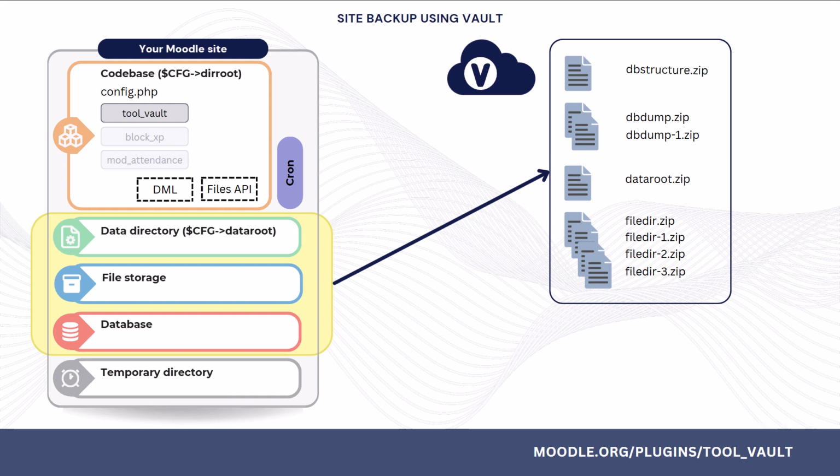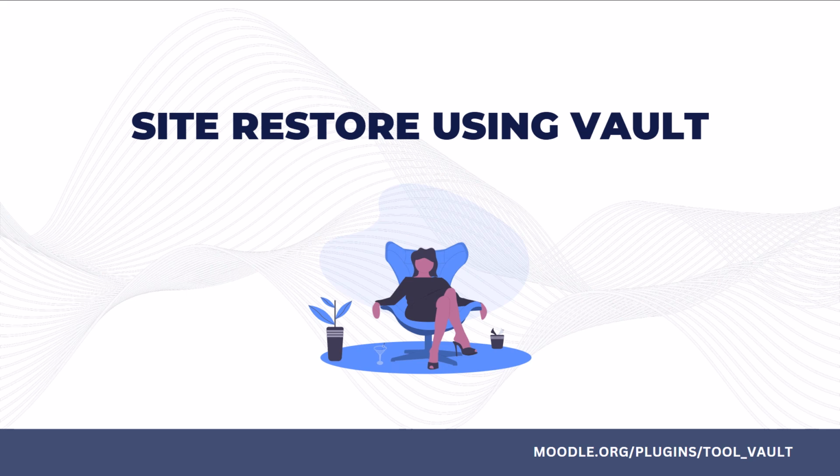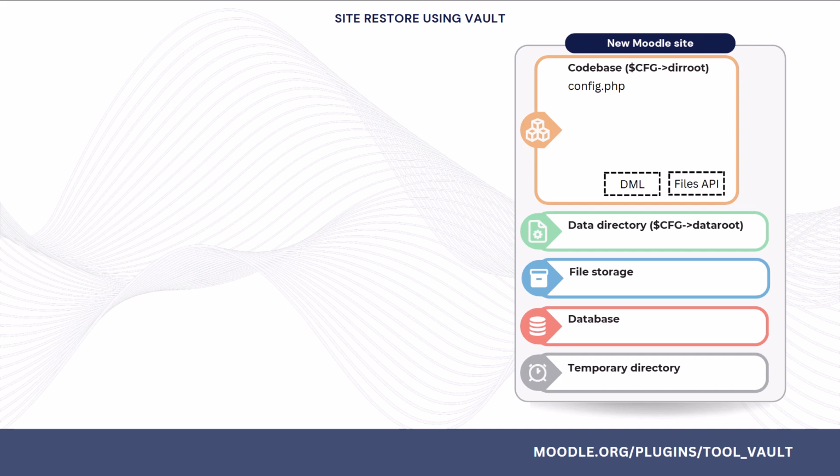So, how do you restore a backup? You can restore it yourself or share your API keys with someone else to restore it in a different location. First, set up a fresh Moodle site at the new location. Configure it to use the new data directory, file storage, and database. You can use any username and email address for the admin account. These will be overwritten during the restore process. And don't forget to set up the cron job.